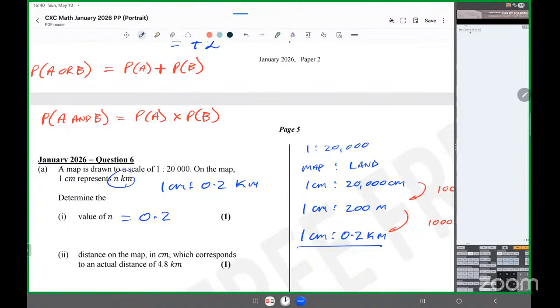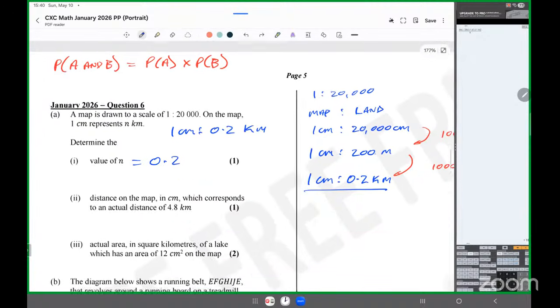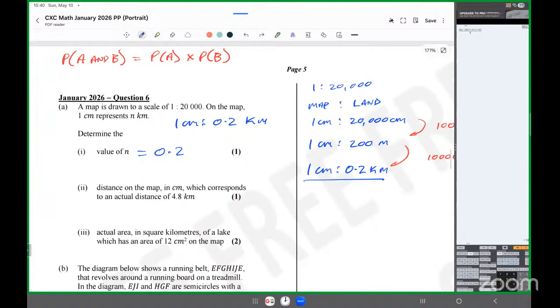Let's say n kilometers. The n is 0.2. We must find the distance on the map in centimeters which corresponds to an actual distance of 4.8 kilometers. So it's a scale. This is a scalar or like a ratio. We're doing a ratio question now in a sense. So watch this now. What do we know from this?